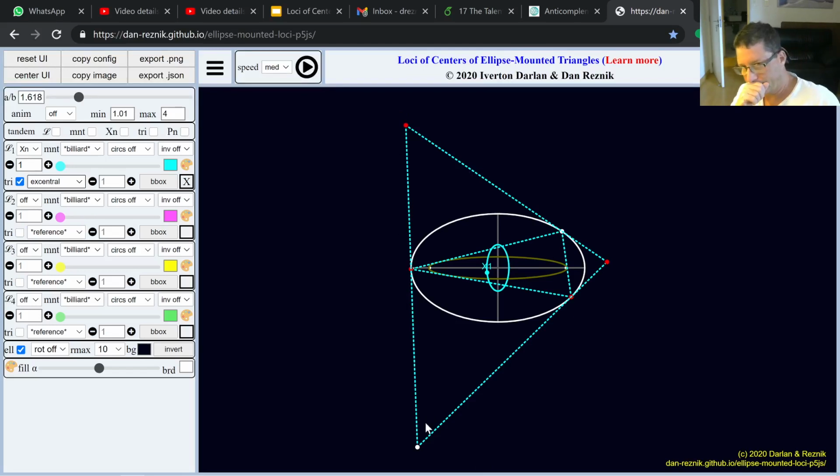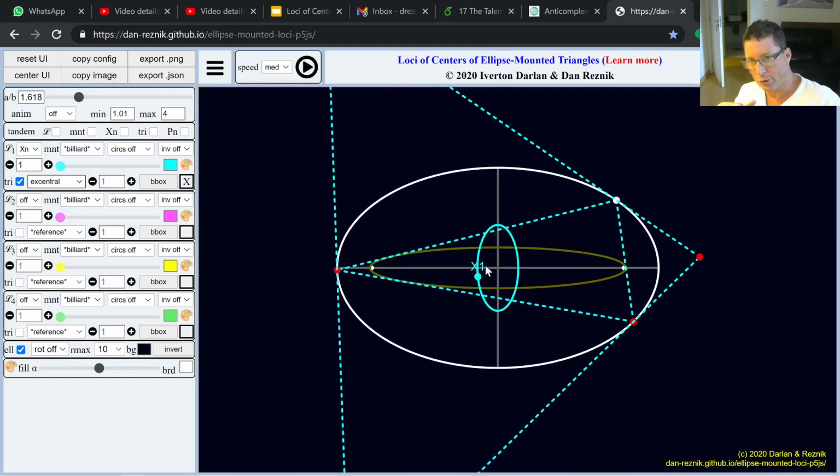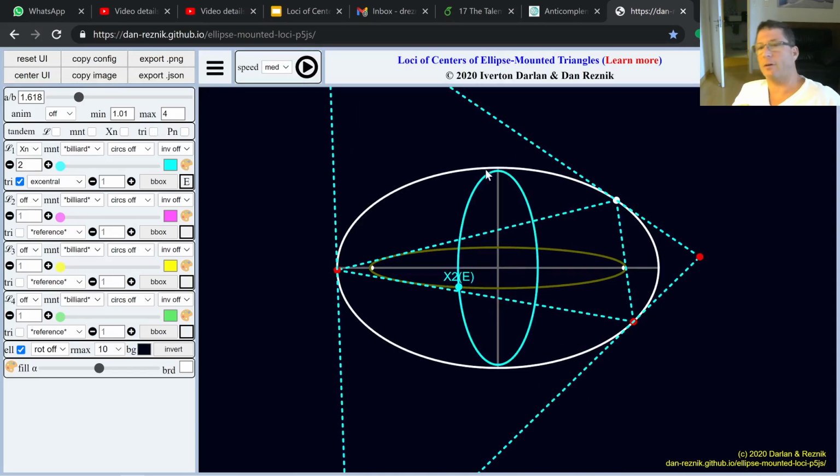All right, and now I'm looking at the apparently non-elliptic path or locus of the incenter of the excentral triangle. So it's non-elliptic. How do I know it's non-elliptic? Because there's no letter following this x1. If I move this to x2, I get the elliptic path of the centroid of the excentral triangle.